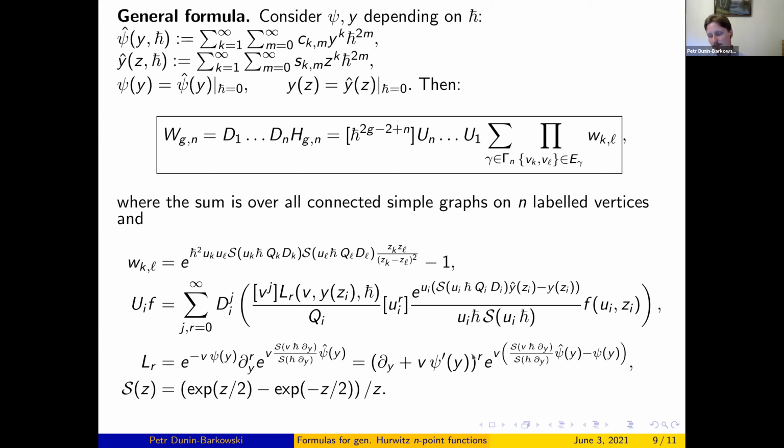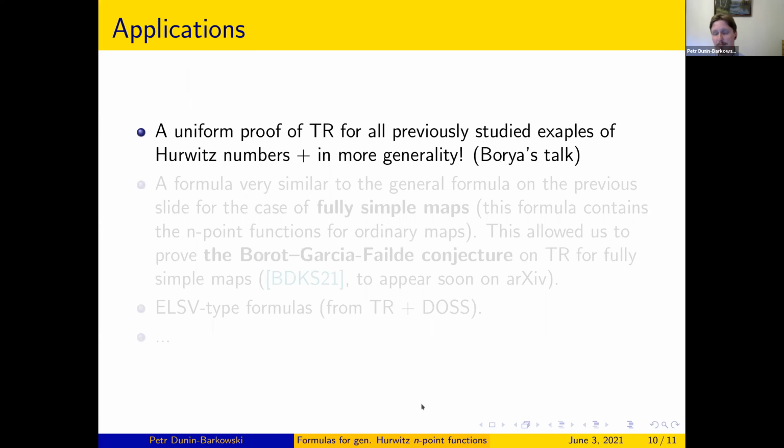But then why is it interesting? First of all, it gives finite rational expressions in full generality, but it also has applications. One application is topological recursion. Using this general formula, you can prove topological recursion uniformly for all those examples of Hurwitz numbers which are listed in the table, which I gave several of in the beginning of my talk.